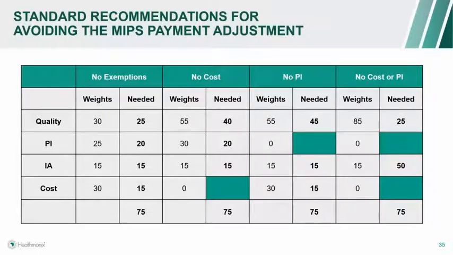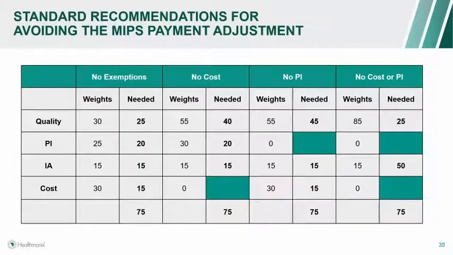All right, and here are some standard recommendations for avoiding the MIPS payment adjustment. And this is something to keep in mind while determining which performance categories you'll report, and specifically determining which quality measures to select and report to meet that 75-point requirement. And this is for 2022.